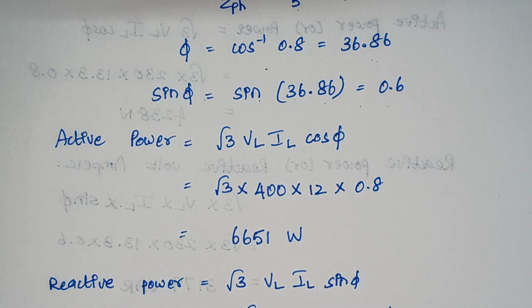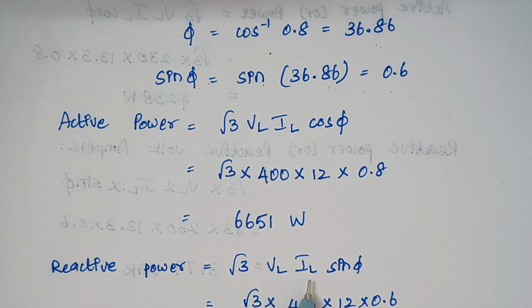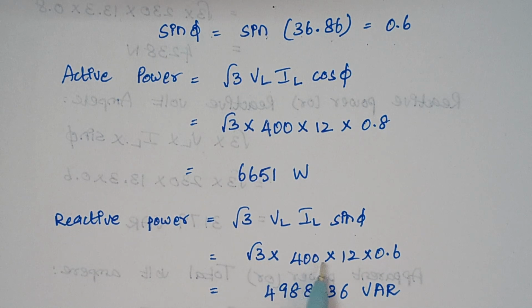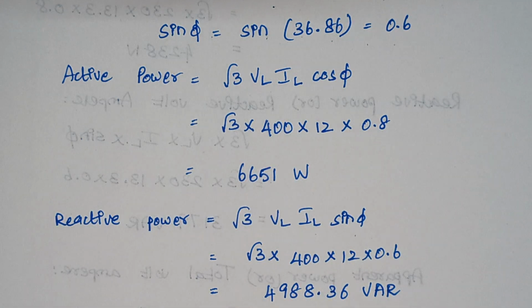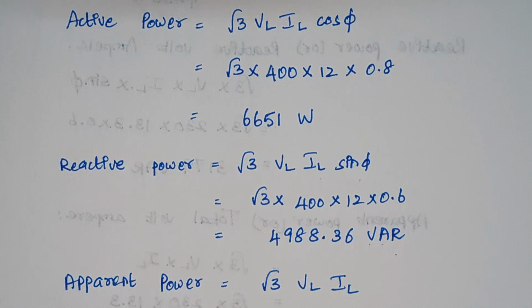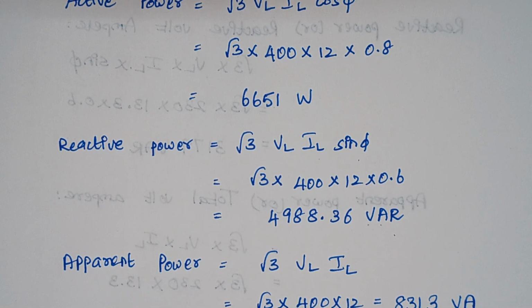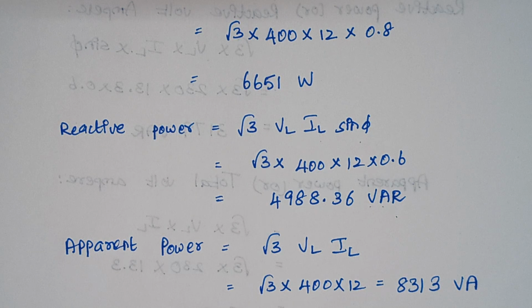Next, reactive power. Reactive power is given by root 3 VL IL sin phi. We know all the values, with sin phi calculated as 0.6. So here the answer is 4988.36 VAR, which is volt ampere reactive. And finally the apparent power. Apparent power is given by root 3 VL IL. Again, just substitute it and the final answer is 8313 volt ampere. So this problem gets over here. We will proceed with the next one.